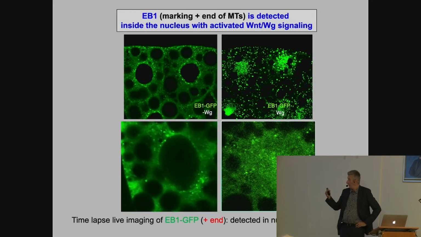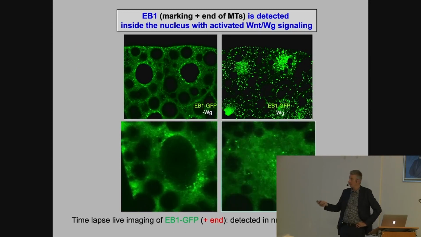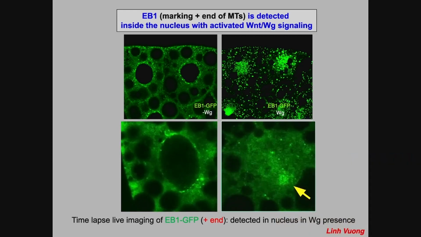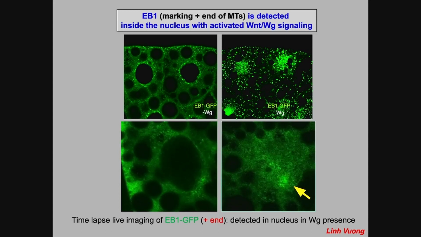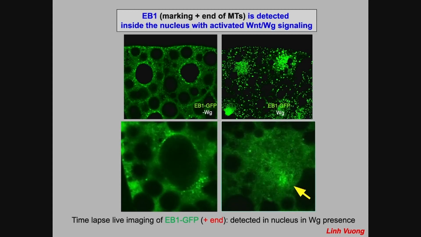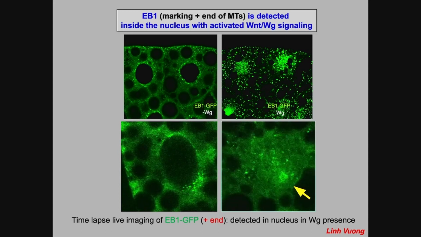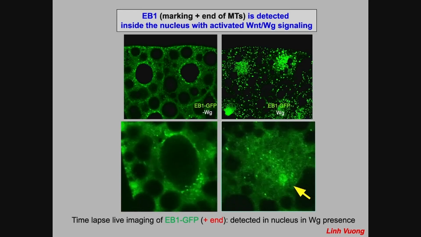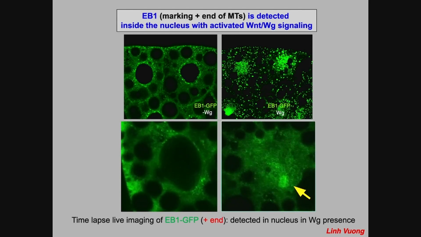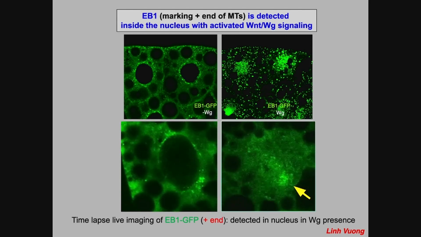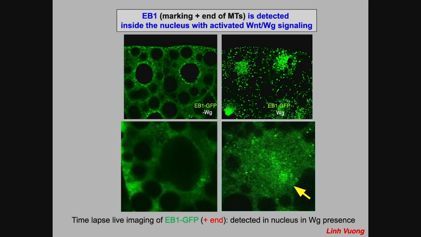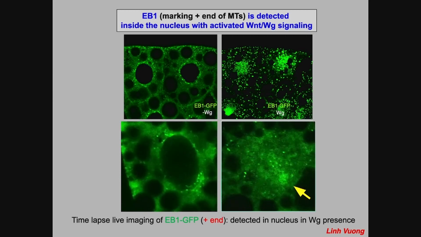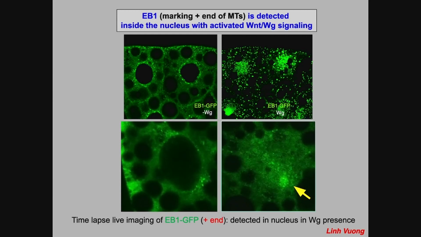And this is a movie showing the EB1 in the control, no wingless, and this is with wingless, and this is the nucleus. These big black dots are the secretory vacuoles. This is a salivary gland, so there's lots of secretion. But the nucleus here is the bigger dark spot. And you can see a lot of plus ends near the nucleus. So there are definitely plus ends near nuclei. But what was totally puzzling is that when you add wingless, you can see EB1s going into the nucleus.